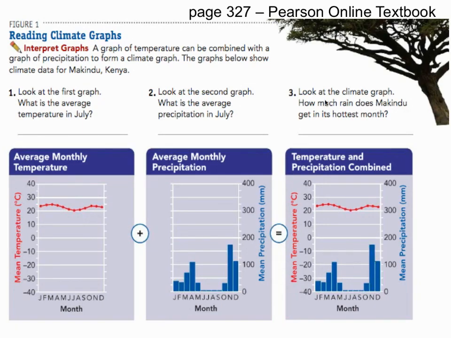Look at the climate graph. How much rain does Makindu get in its hottest month? So now these two have been overlaid and combined together. And we have our temperature data in red. We have our precipitation data in blue. And what we'll have to do first is look at what is the hottest month temperature. And what I do there is I follow this line along and I see which one of these data points is the highest, the hottest on this line graph.